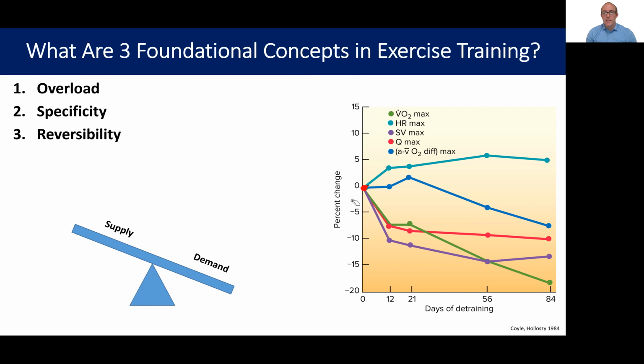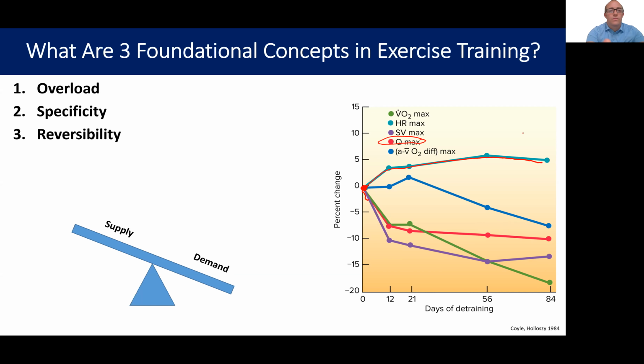Now, what's causing that decrease? One of the first things to go down is your cardiac output and your stroke volume. So the purple is stroke volume. It goes down really quickly and stays down. Similar with the cardiac output. Most of that change in cardiac output is going to be due to your stroke volume. The heart rate max actually is increasing a little bit.